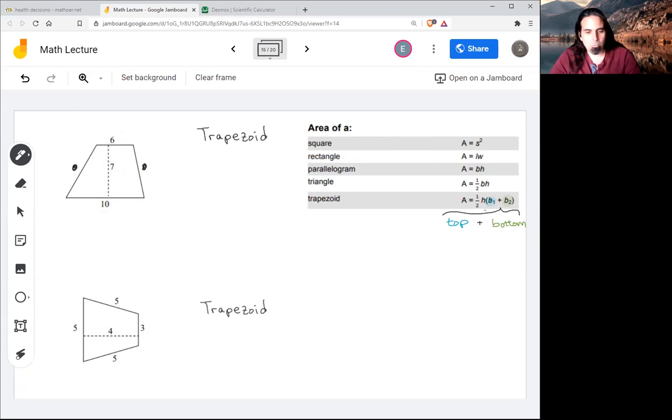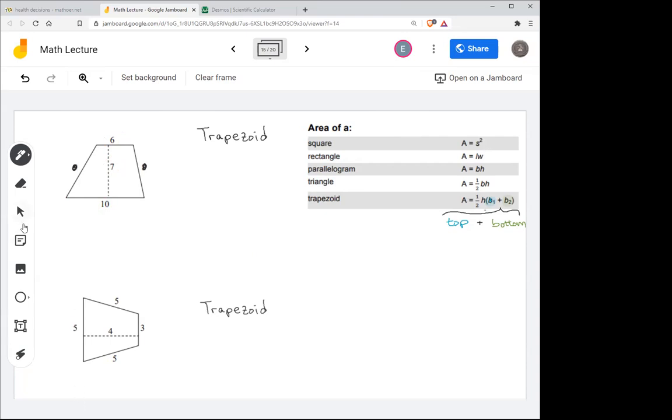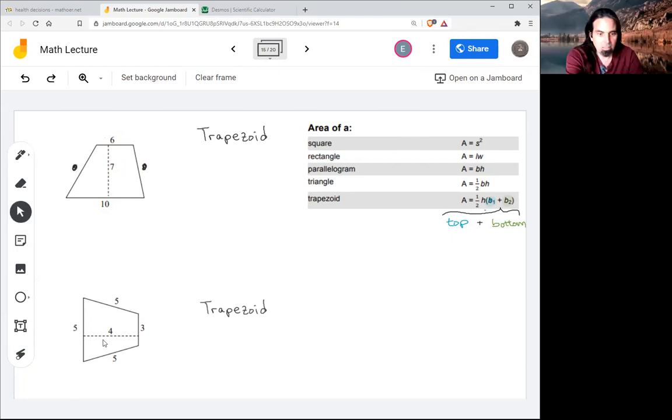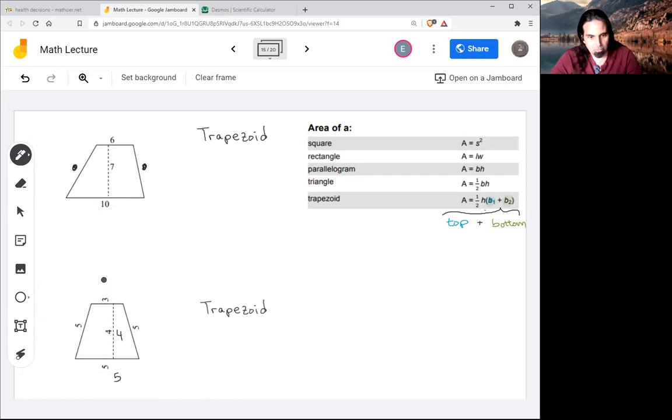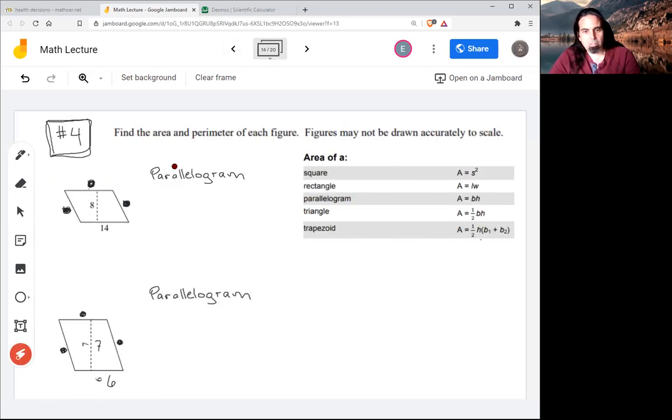Okay, how about my bottom trapezoid? You would get rid of the 5s on the side. I'm going to start by rotating it because I want my height to be up and down. So that's 4, that's 5, that's 3, and then these I don't need. I will actually need all the stuff I'm crossing out later when I'm finding the perimeter.